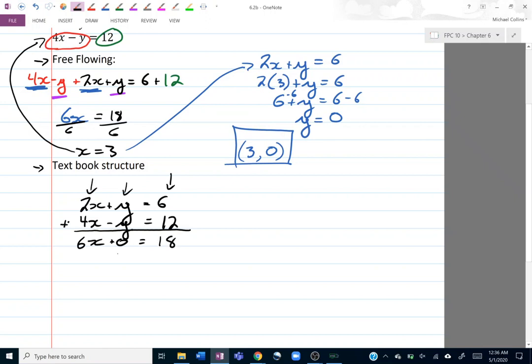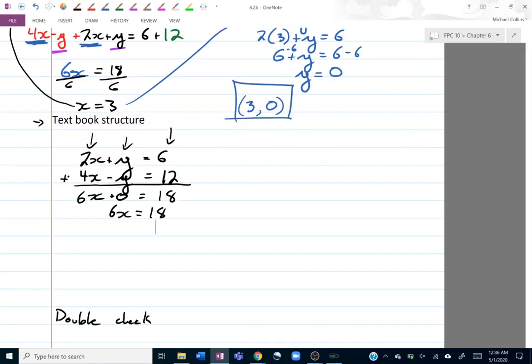I can then simplify this. I don't need to write the 0 anymore. I get to this 6x is equal to 18 place right away. And it's just a little bit neater to get there. I'm going to divide both sides by 6, just like I did up top, and I get x is equal to 18 divided by 6, I believe, is a 3.